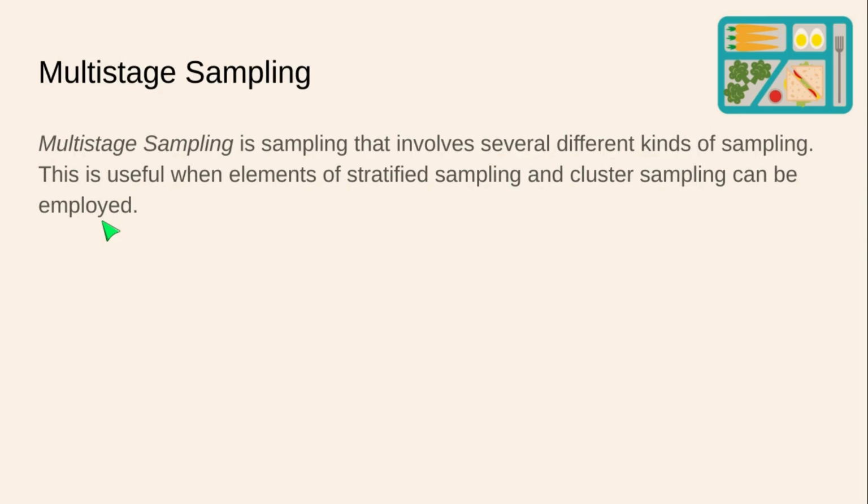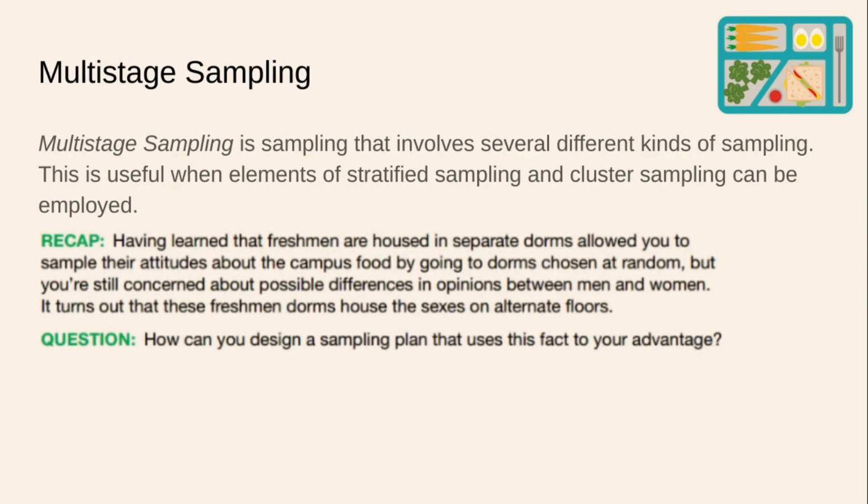So here's a scenario in which we can use multi-stage sampling. From our textbook. Having learned that freshmen are housed in separate dorms, that's from a previous example we didn't look at, allowed you to sample their attitudes about campus food by going into dorms chosen at random. But you're still concerned about possible differences in opinions between men and women. It turns out that these freshman dorms house the sexes on alternate floors.